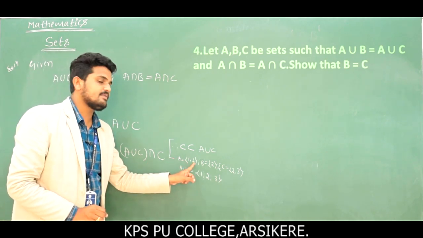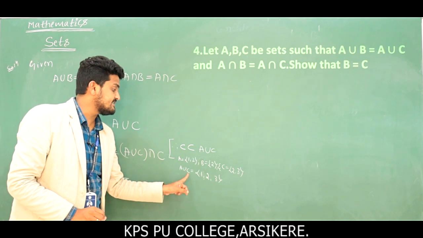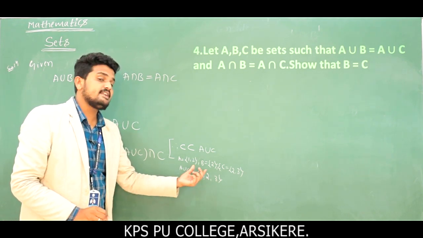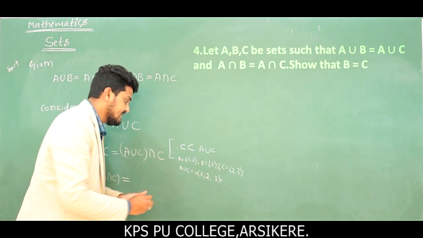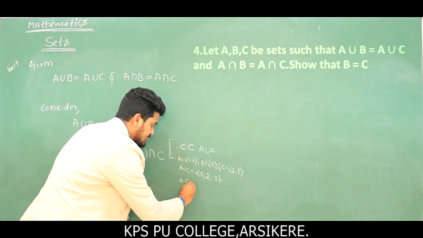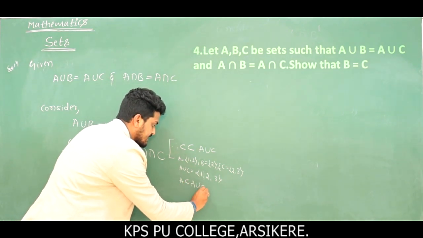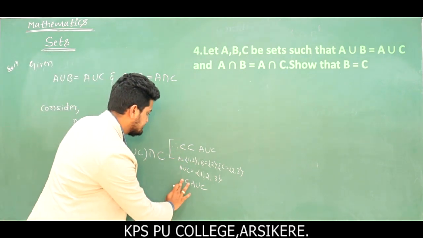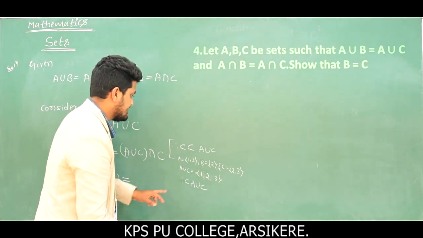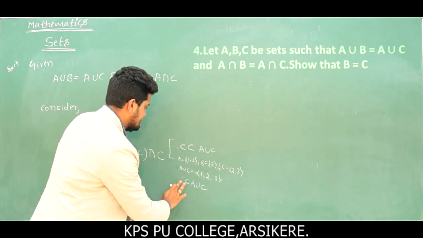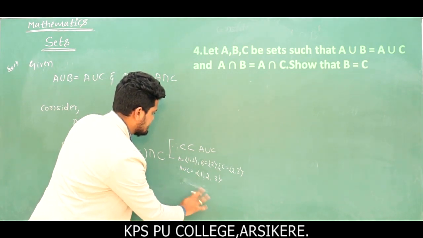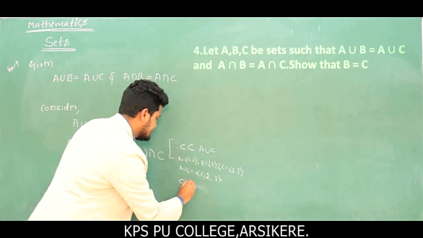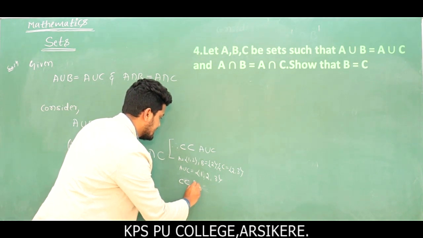Look, A has 1, 2, but A union C has 1, 2, 3. So one element more compared to set A. Clearly we can say that A is a proper subset of A union C. So that is what I have written here. Sorry, C is a proper subset of, look, compare C. So C is a proper subset of A union C.